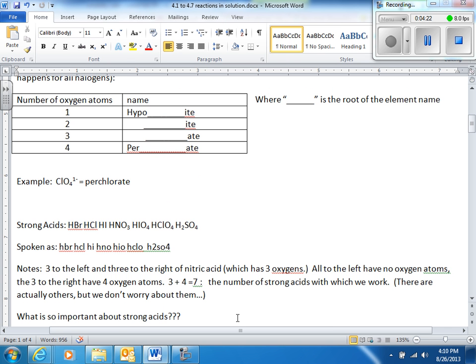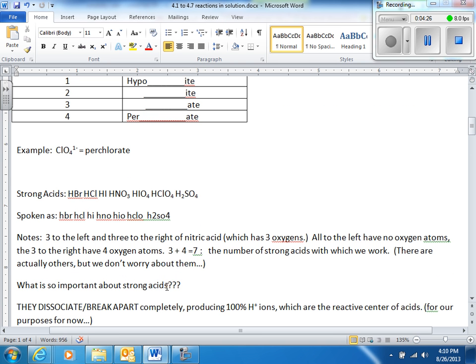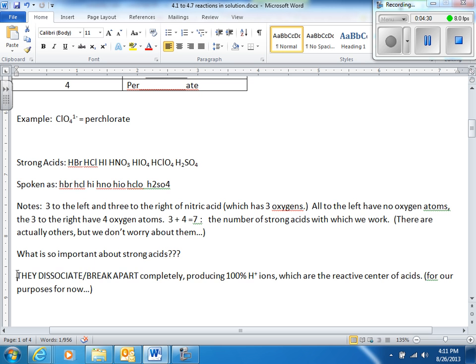And then just some hints. I'm not going to leave this up, but you can read through that. So why do we care about these strong acids? Why are they so important? They dissociate. They break apart completely into H+ and whatever other ions are in there. We don't care about the other ions so much.